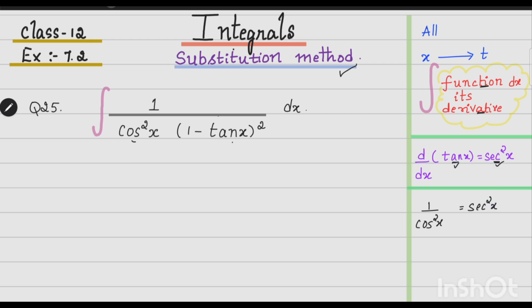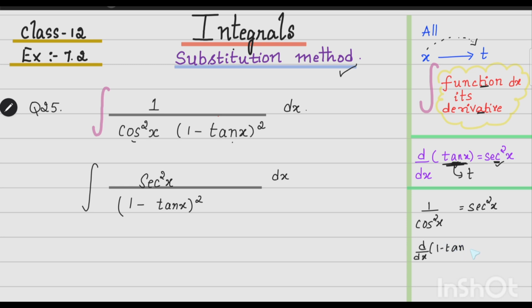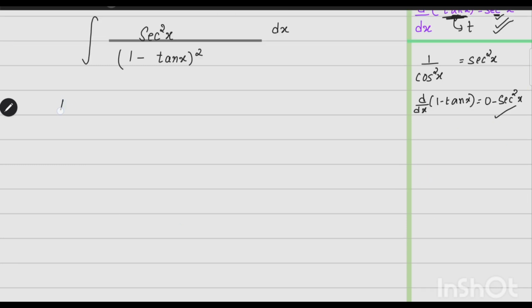So now we have function and derivative. We will write the integral of secant square x into (1 minus tan x) the whole square with respect to x. But which one to select as the function t? Here we have to select the original or primitive function as t. If we differentiate tan x, we get secant square x. But if we differentiate 1 minus tan x, the derivative of 1 is 0 and minus the derivative of tan x is minus secant square x. So instead of just taking tan x equal to t, we can write: let 1 minus tan x equal to t.